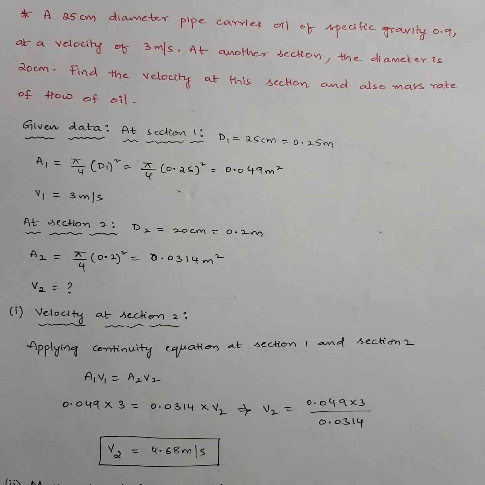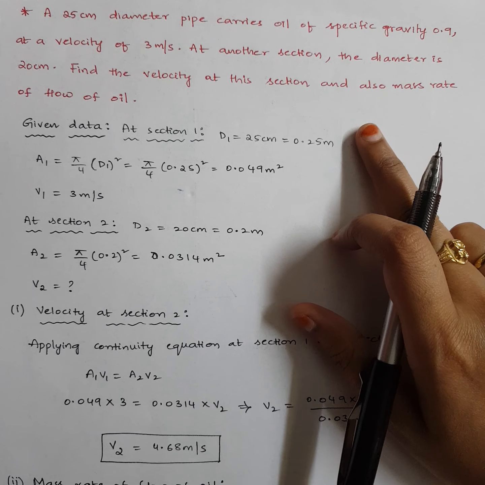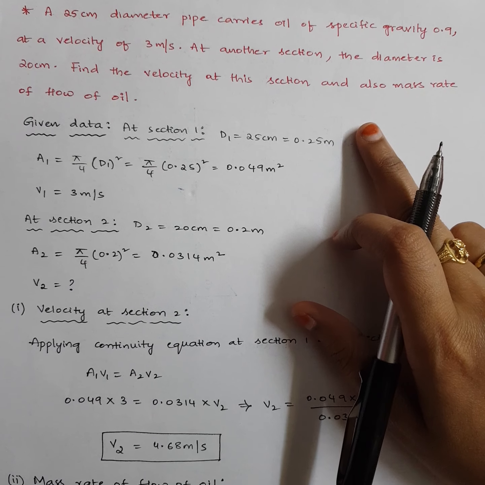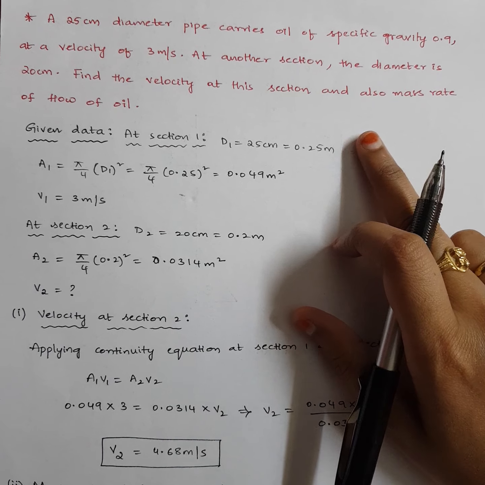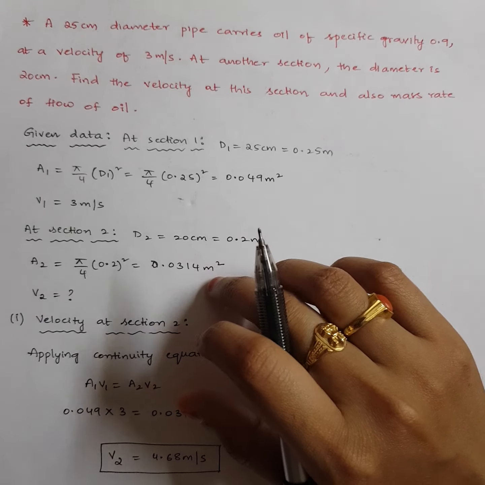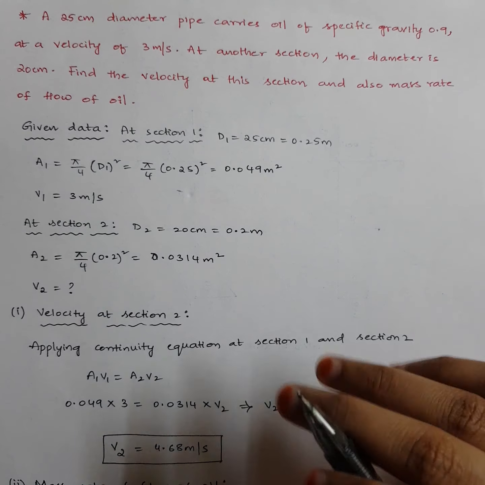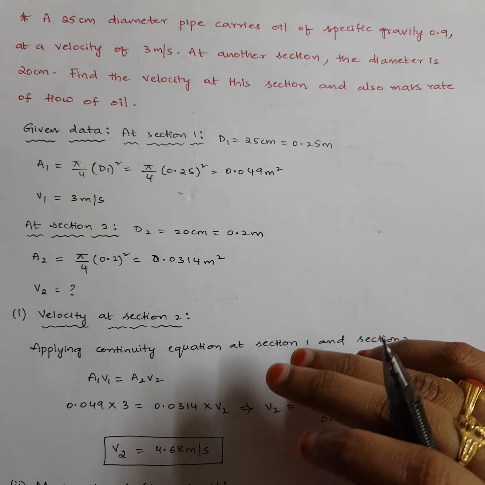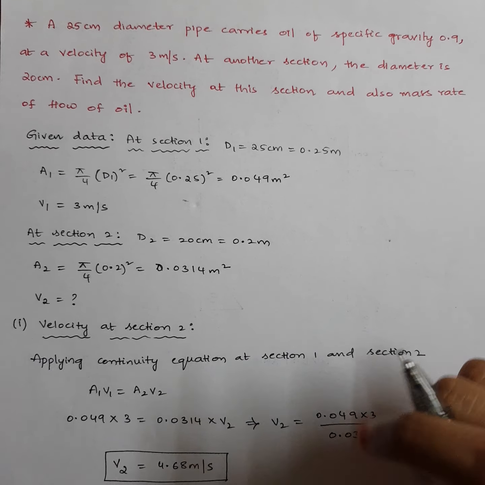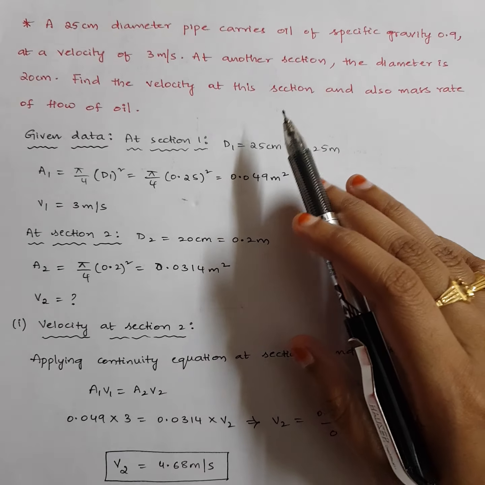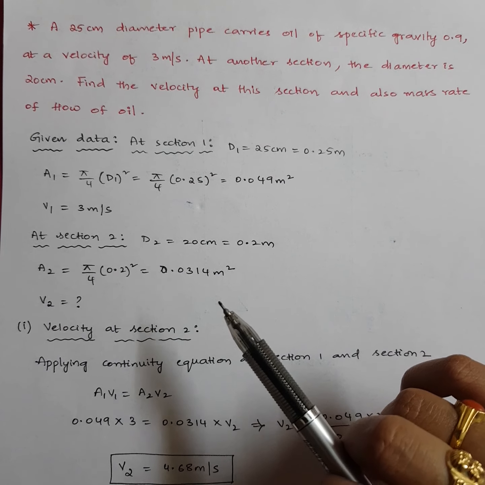A 25 centimeter diameter pipe carries oil of specific gravity 0.9 at a velocity of 3 meter per second. At another section the diameter is 20 centimeter. Find velocity at this section and also mass rate of oil. So he's saying that there is a pipe whose diameter at the first section is 25 centimeters and at the second section is 20 centimeters. He's saying that the pipe is allowing oil to flow through it, whose specific gravity is 0.9. He asked us to calculate velocity at the second section, which is nothing but v2, and also mass rate of oil. I'll tell you how to calculate mass rate of oil.